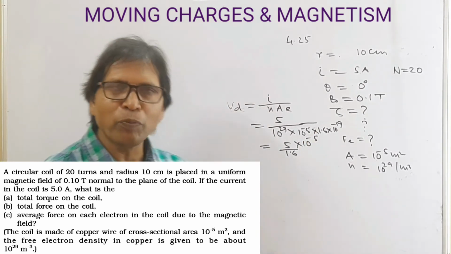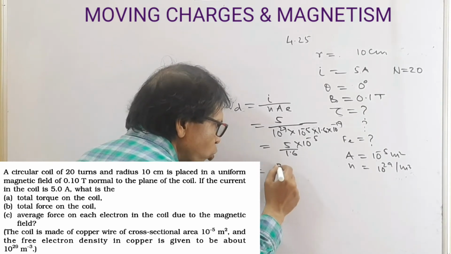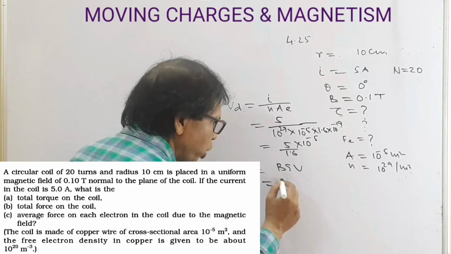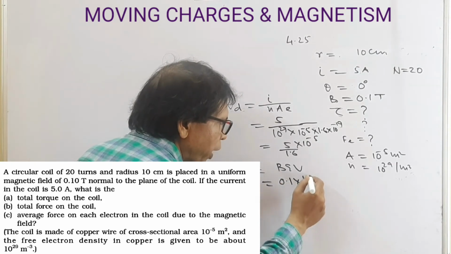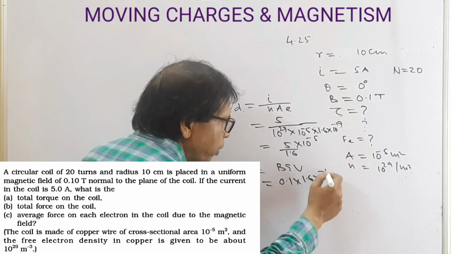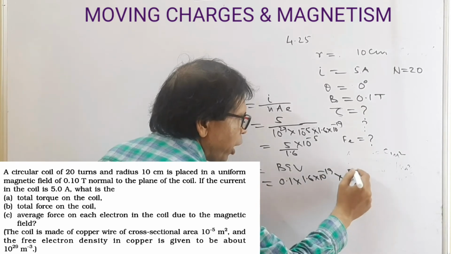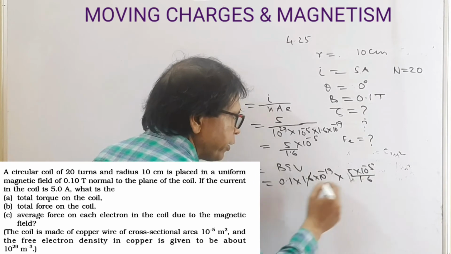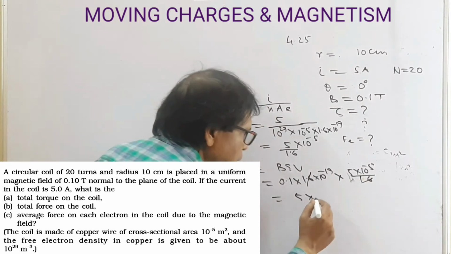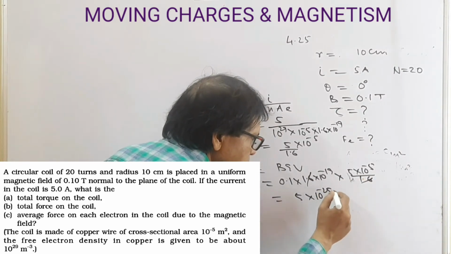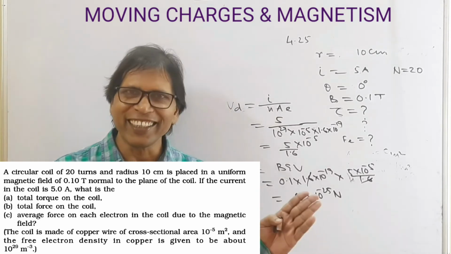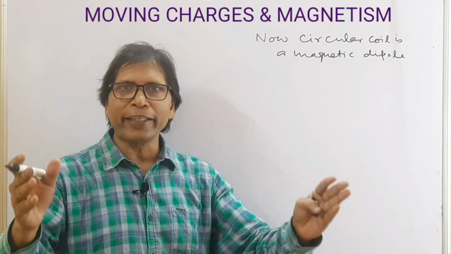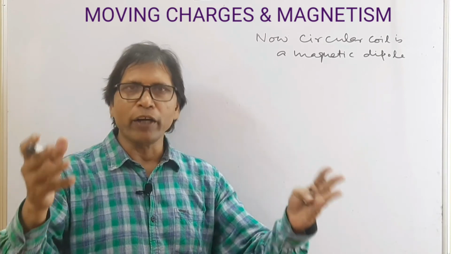Okay. Now force F equals BQV. B equals, look at this, 0.1 Tesla. This is the charge of electron 1.6 into 10 to the power minus 19 coulomb. V equals 5 into 10 to the power minus 5 by 1.6. Okay, this cancels out. This is 5 into 10 to the power minus 25 Newton. Okay, understood?